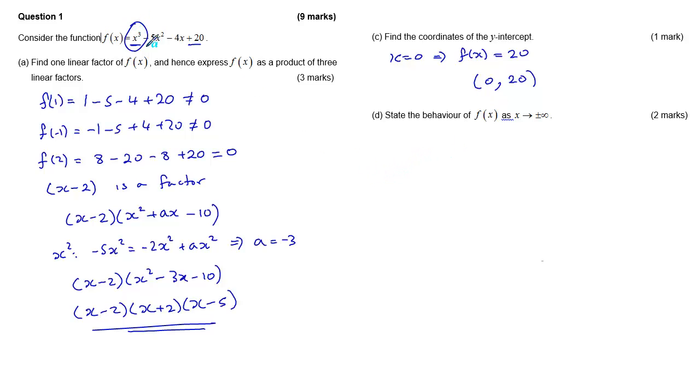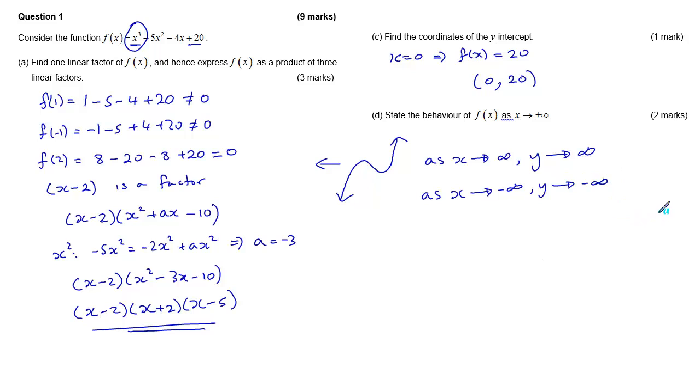Well, we can see the x cubed term is positive, and that means the graph is going to be this shape. So that means that as x tends to infinity, y also tends to infinity. On this side it goes off the top of the graph. As x tends to negative infinity, so x goes this way, then we can see it goes off the bottom, so y would tend to negative infinity.